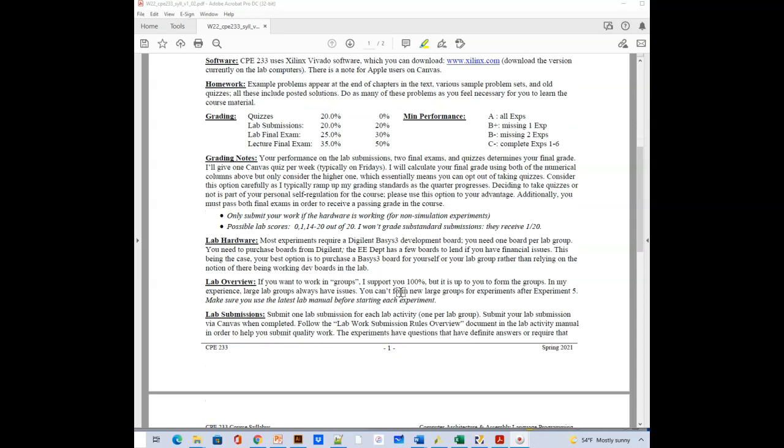So the lab hardware in the class is the Basys 3 board. You're probably familiar with that from 133. You need 1 board per group. Now in 2100, there are 8 benches.